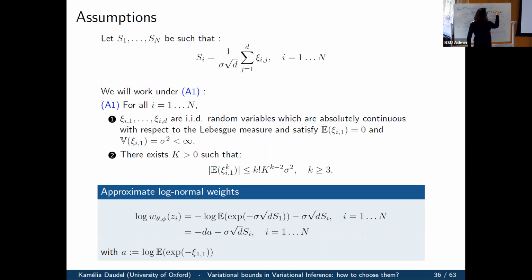So I guess it's something like this, right? I'm writing this under your control. So the number 2 under assumption 1, there exists k greater than 0. This is basically saying that the Xi's have at most exponential tails.